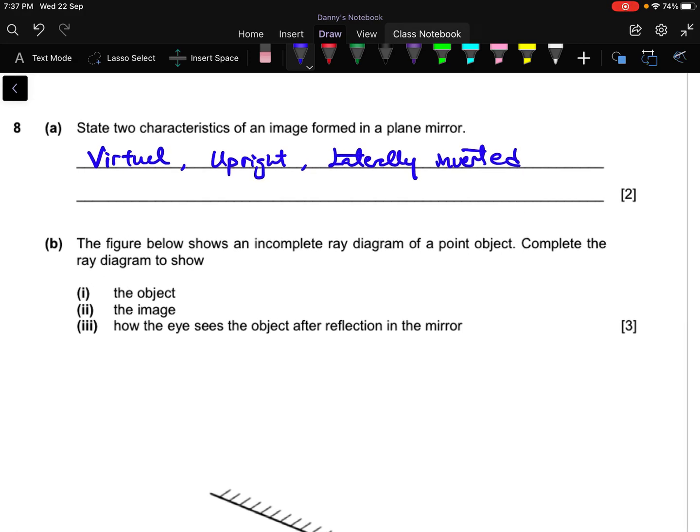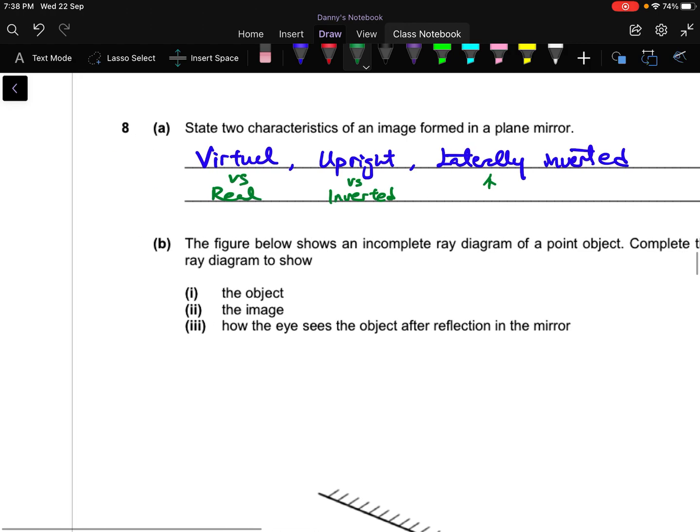Okay, here I have 8A. I'm not going to talk about it. You just need to memorize the characteristics of image. Okay, so you have a lot of these image characteristics. Basically, it's always virtual versus real, upright versus inverted. This one is meant for mirror only. Literally inverted. Please don't tell me that it is an image characteristic of a lens. Okay, don't need to do that. This is just for mirror.